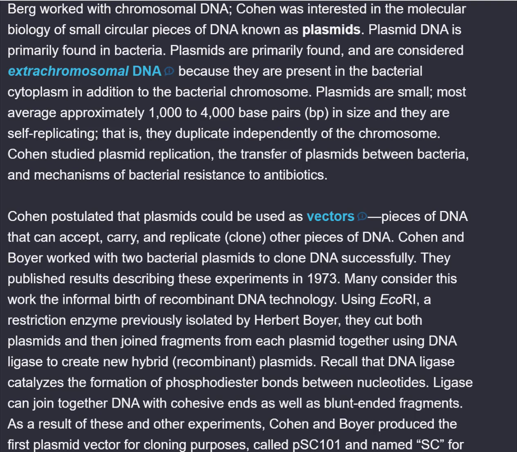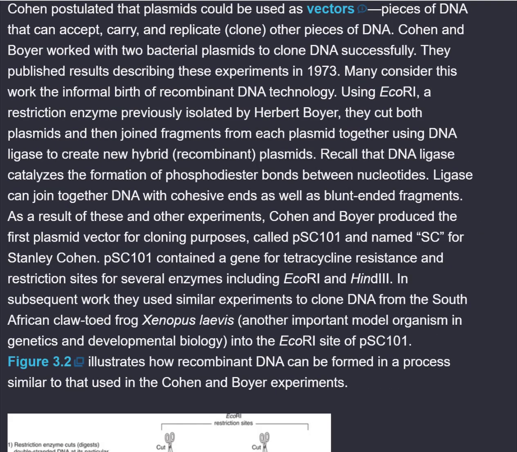Plasmids are small, most average approximately 1,000 to 4,000 base pairs, BP, in size, and they are self-replicating, that is, they duplicate independently of the chromosome. Cohen studied plasmid replication, the transfer of plasmids between bacteria, and mechanisms of bacterial resistance to antibiotics. Cohen postulated that plasmids could be used as vectors, pieces of DNA that can accept, carry, and replicate, clone, other pieces of DNA.